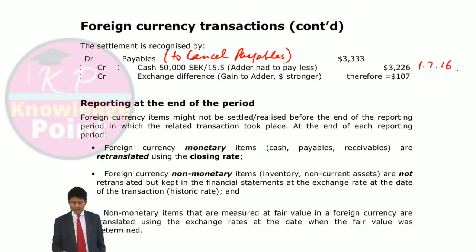And because the exchange rate, from the dollar point of view, has become stronger, in other words, each dollar is worth not 15 but 15.5, Adder, that's you, had to pay a little bit less. And that is measured by a 107 exchange gain. Yes? So where that goes, we'll have a look. Somewhere in the P&L, you'd imagine.